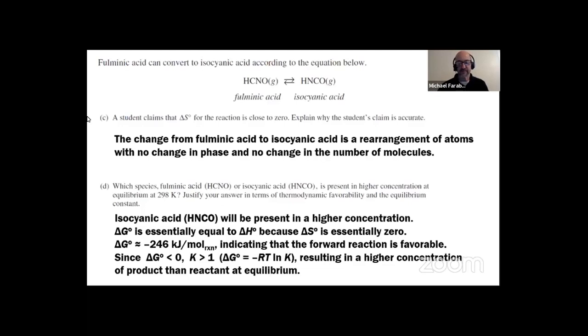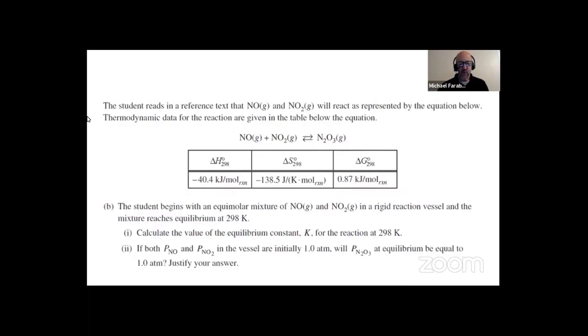All right, here is a new practice problem. We have an equation between NO and NO2, so nitrogen monoxide reacting with nitrogen dioxide to produce N2O3. We have to calculate the value of the equilibrium constant, and we are given the delta G in the table.